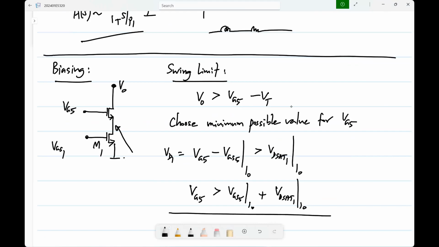So, if you choose VG5 to be exactly this, you get the best possible swing limit. And now you can think of circuits which will generate that value of VG5. There are many, we may discuss some of them later. Okay.